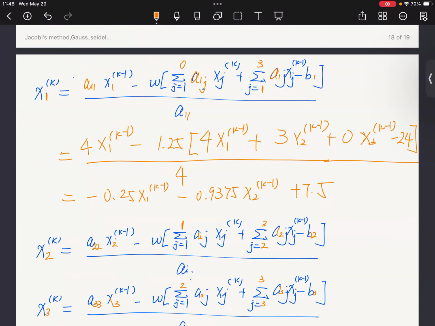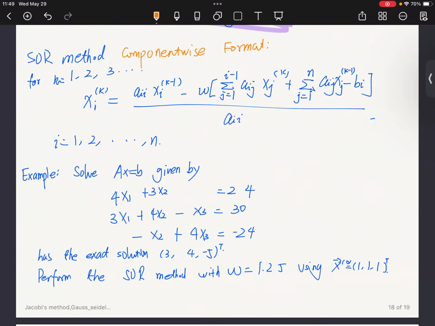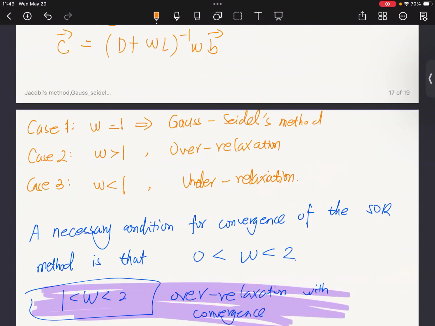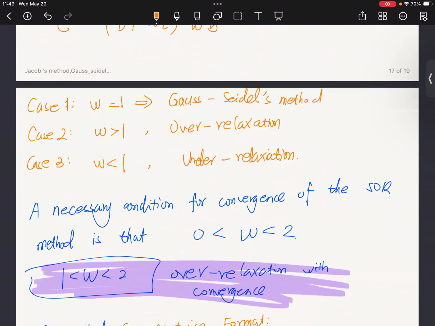So I'm not going to talk more about this method, but you can definitely go back to take a look at the textbook, because it has the necessary conditions for the convergence result. Yes, we can choose the omega between 1 and 2, and it's over relaxation, and then it's convergent. But let's go back to our original goal.